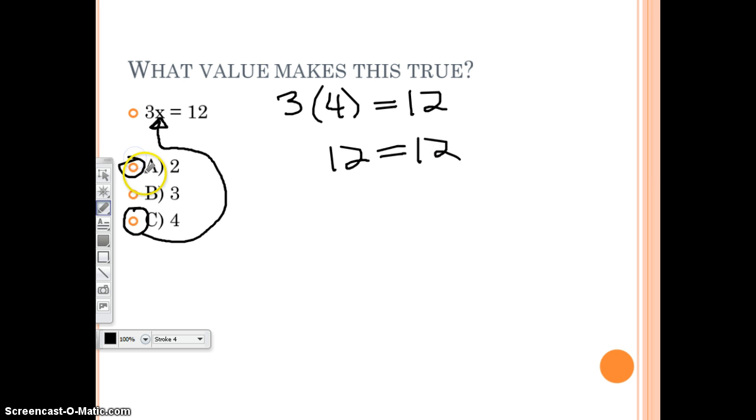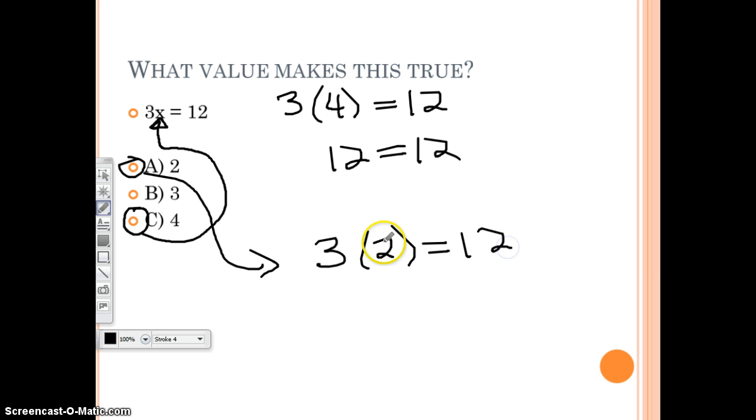I'll try A too, just so that you can see how it works when it doesn't work. If x were equal to 2, what would we get? 3 times 2 is 6. 6 does not equal 12. A cannot be the right answer.